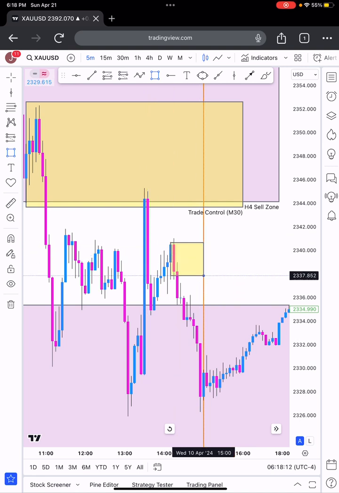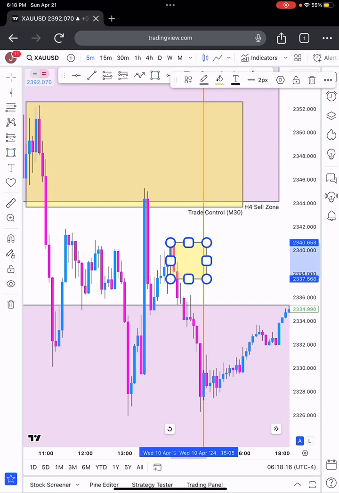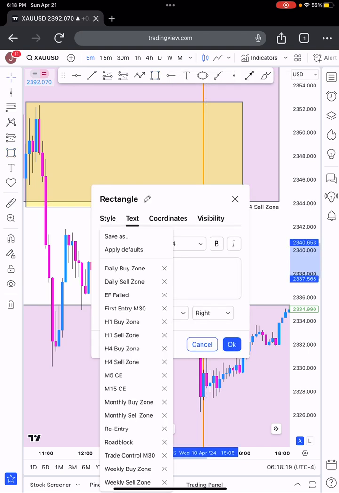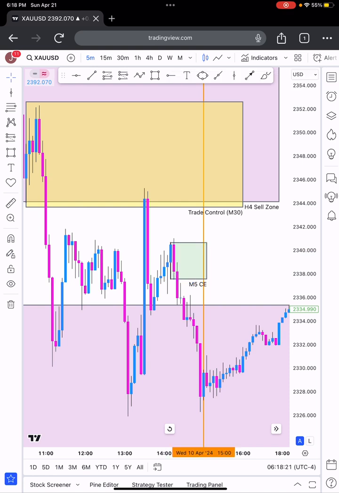So I would use this. This is valid. You can use this as well. That's absolutely fine. This would be an M5 confirmation entry. And then you would just enter after the breakout.